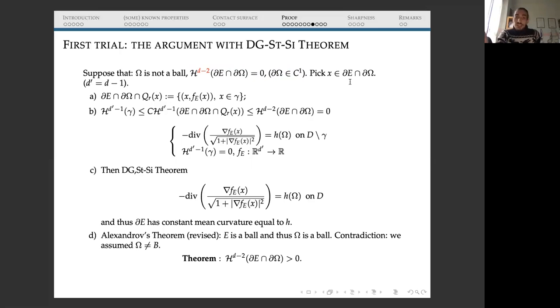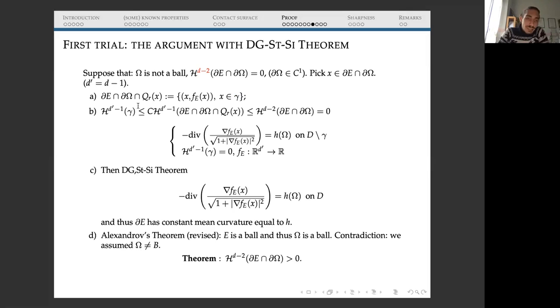Then we pick a point in the intersection. We set D prime to be D minus 1, so we almost forget that we changed the dimension. Then you represent the intersection of the boundary with the graph, and you identify the part of the domain in R^(D-1), or R^(D prime), that maps to the contact surface. So this gamma encodes the points below, which will be mapped up. It's the blue part I've shown you before.